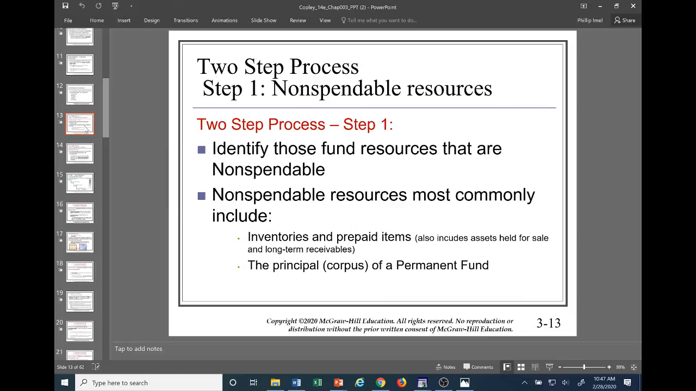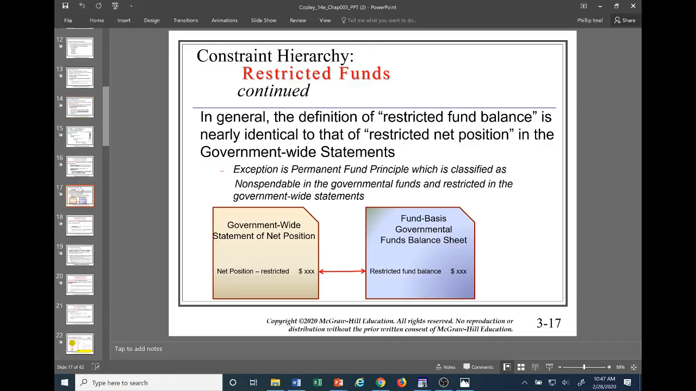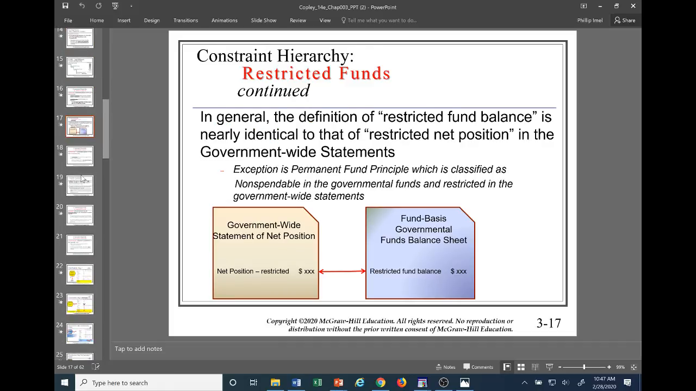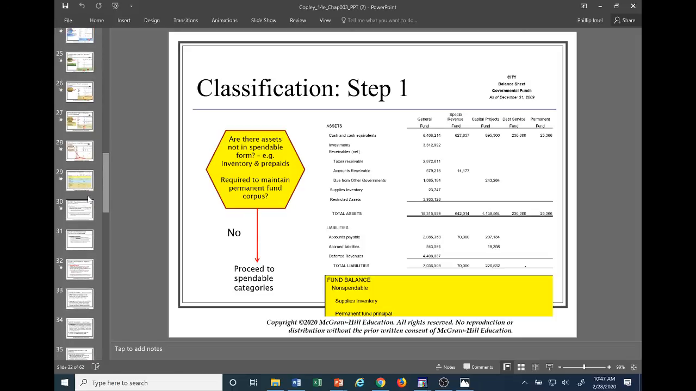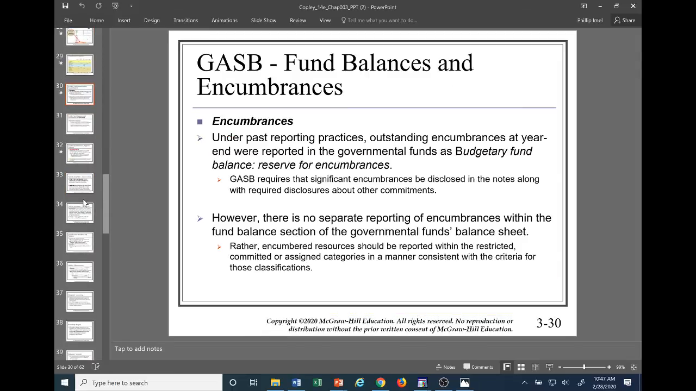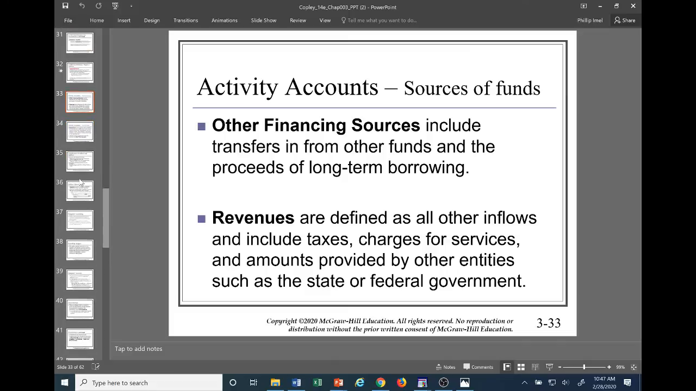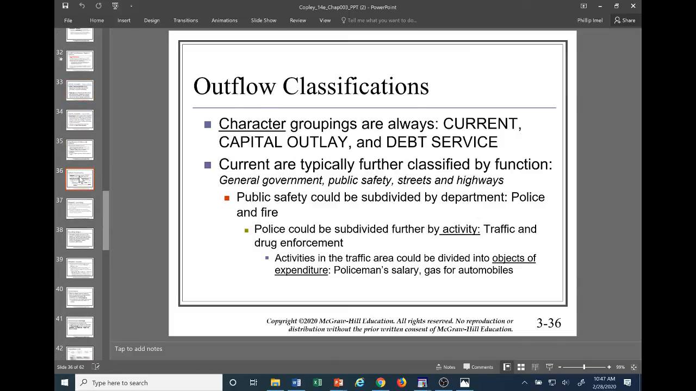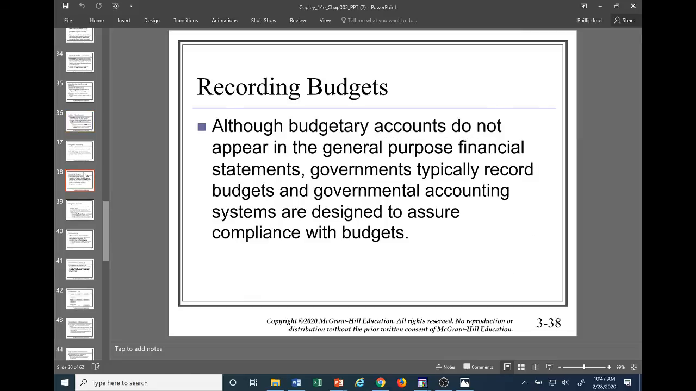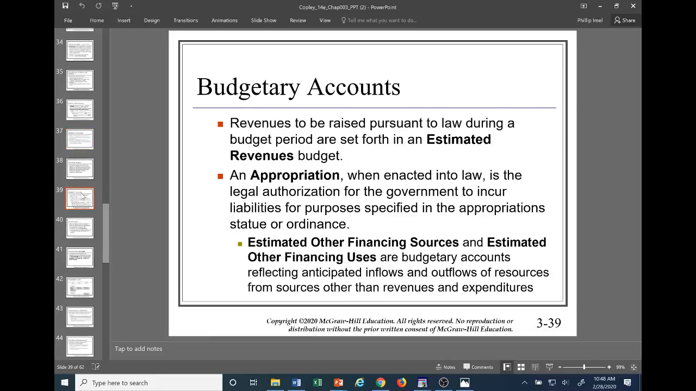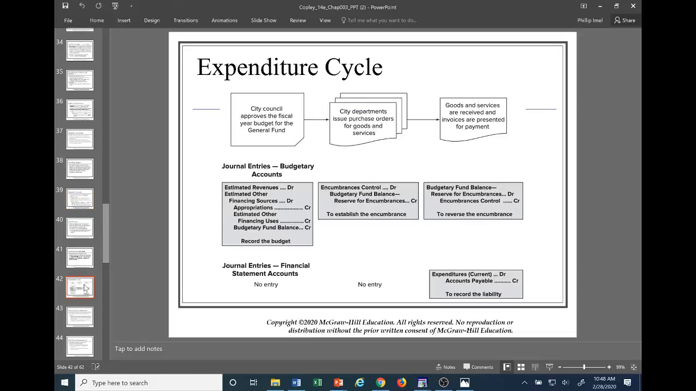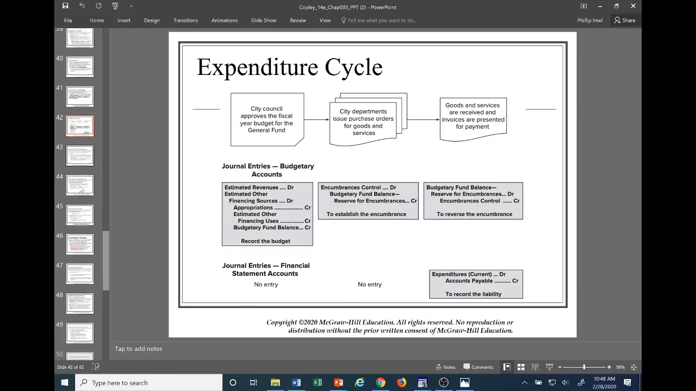Let's see here. We've already gone through that. We know these. We know the thresholds. You're doing really good on all this. We're solid on these. Encumbrances, we know. We know about the revenues, other financing sources. We know about the character. Okay, and just we'll look here.